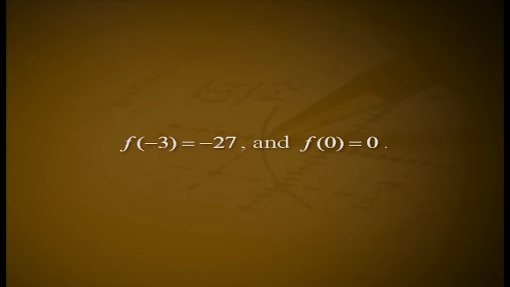Example 1. Consider the function f(x) = x³. That is, f assigns to each real number its cube. Then the image of 2 is 8, and so we may write f(2) = 8. Similarly, f(−3) = −27 and f(0) = 0.